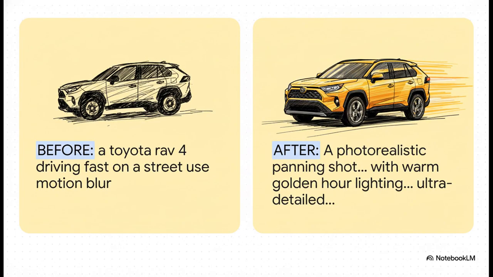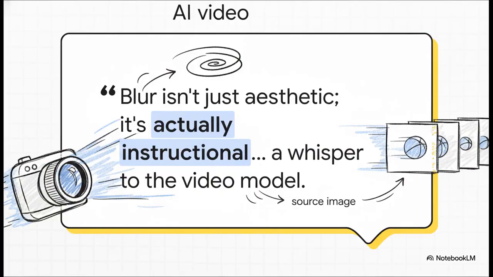And just look at the difference here. The before prompt is, okay, it's fine, Toyota RAV4 driving fast. But look at the after prompt, which has been beefed up by an LLM. It's packed with professional lingo: photorealistic panning shot, at sunset, shallow depth of field. All those little details are like crystal clear instructions for the AI, and you get a way, way better result because of it. And check out this absolutely killer pro tip from Martin LeBlanc. He says that adding motion blur to your source image, the still picture, isn't just to make it look cool. It's actually a command. It's how you whisper directions to the video model, telling it how to start moving from the very first frame. It's so smart.